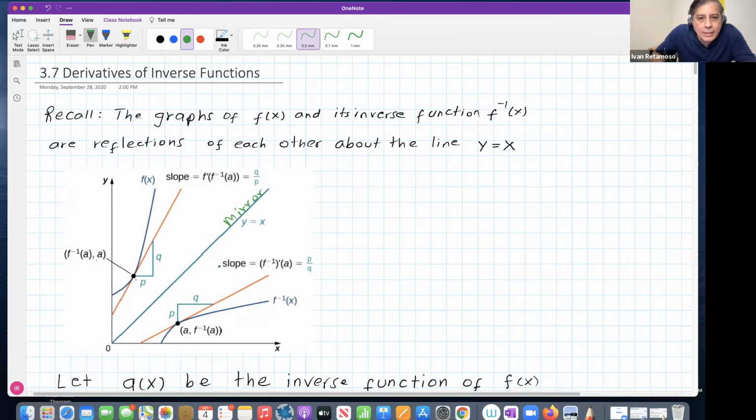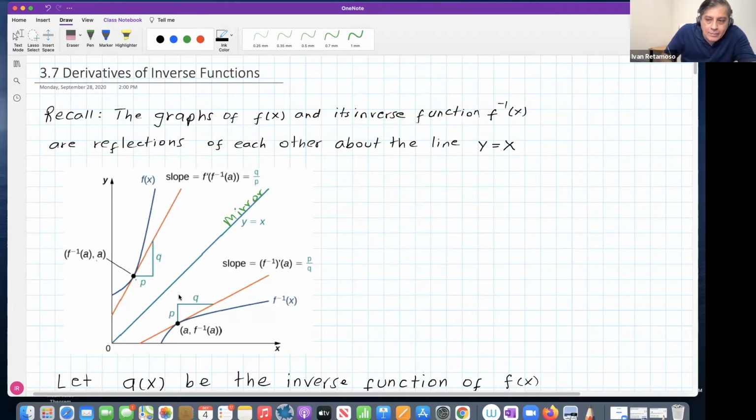All right, but now we are doing calculus, so we should figure out how the derivatives of these two functions are related, right? Somehow. For that, notice here, the tangent line has been drawn for the original function and also for the inverse function. And notice that the tangent lines are also mirror images of each other about this diagonal line y equals x. They are reflections of each other.